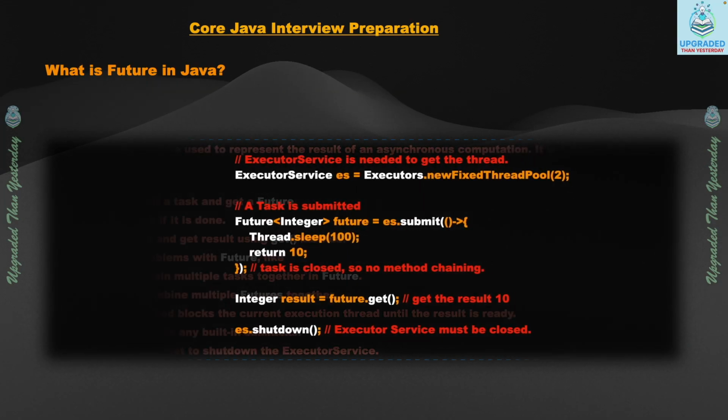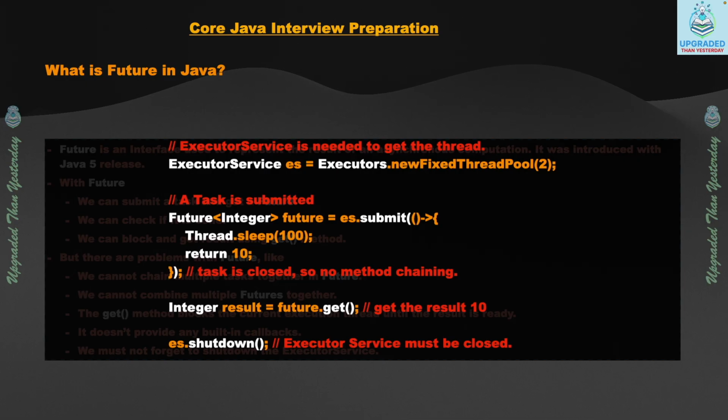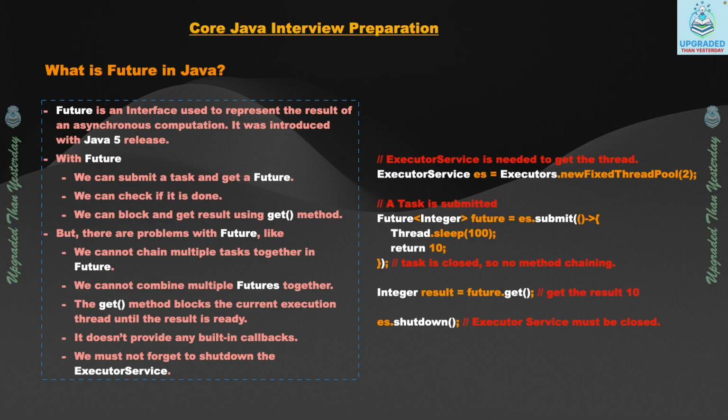Let's understand the code. Here an ExecutorService object is created and the submit method is executed. Inside the submit method, the call method of the Callable interface is executed using a lambda expression, which returns a value 10. As we know, Future is nothing but an interface to represent the result of asynchronous computation. So here the get method is called on the Future object, which returns the computed value 10. At the end, the ExecutorService has been shut down. It is needed to avoid running the ExecutorService indefinitely, which may cause memory leaks or JVM failure.